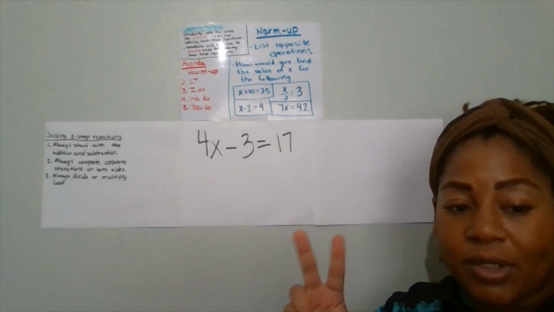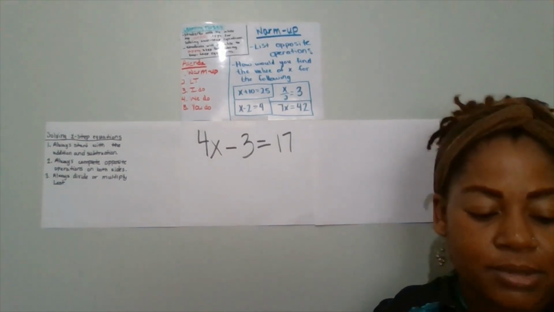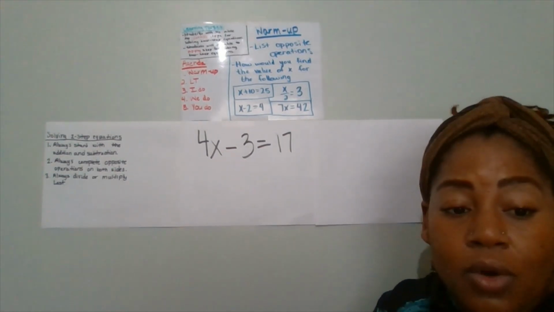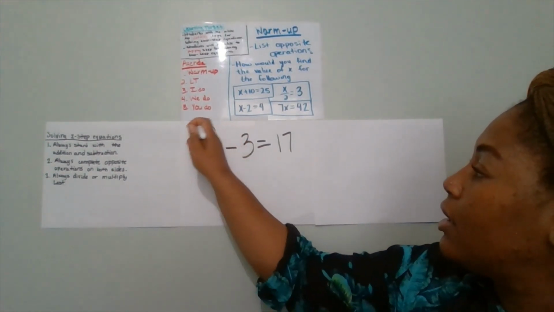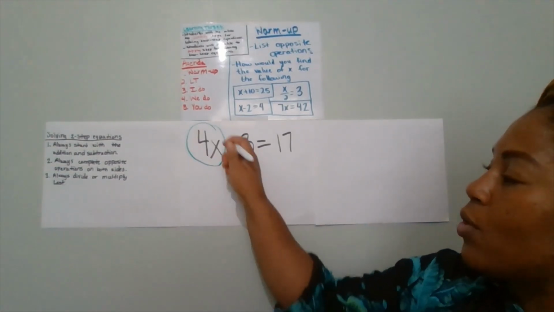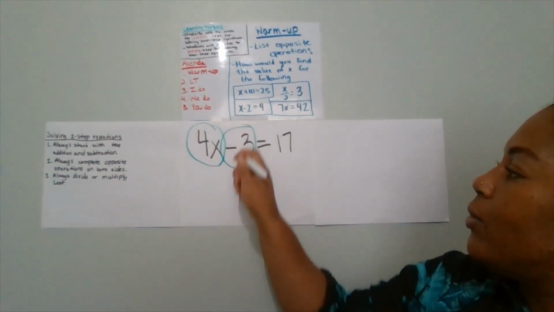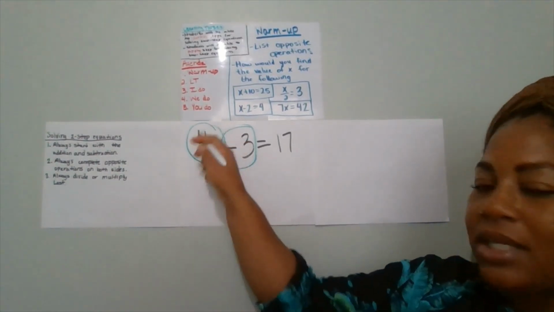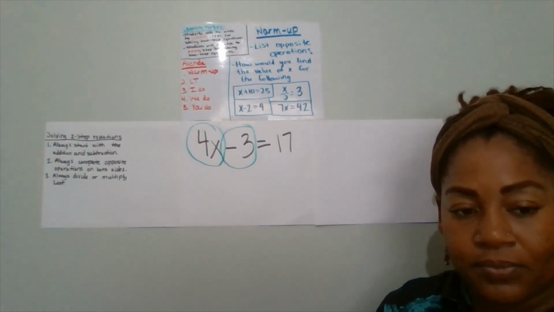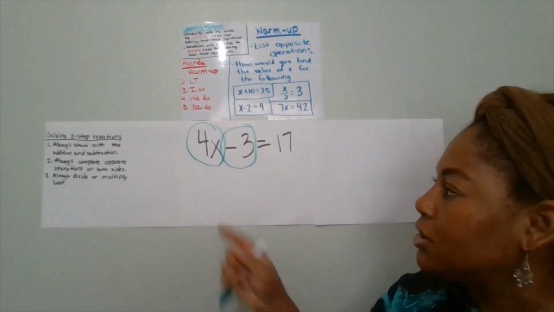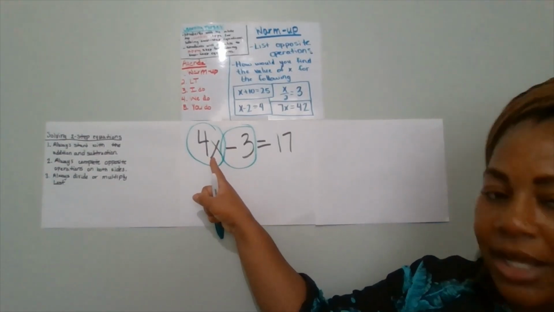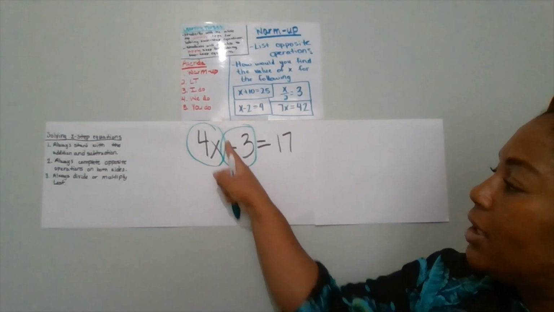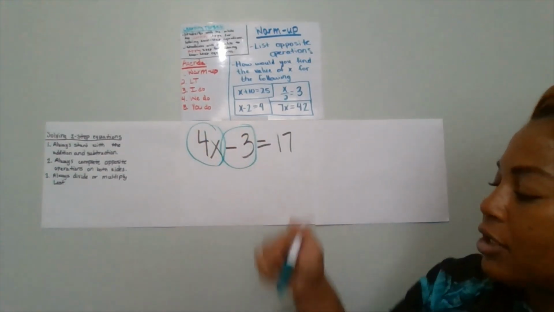However, in two-step equations, it's going to take us two steps to solve. If you notice here, we have two operations, right? Here we have 4x, and here we have minus 3. 4x, what does that mean? Good, multiplication. This means 4 multiply x, right? And then minus 3. So we have multiplication here and we have subtraction here.